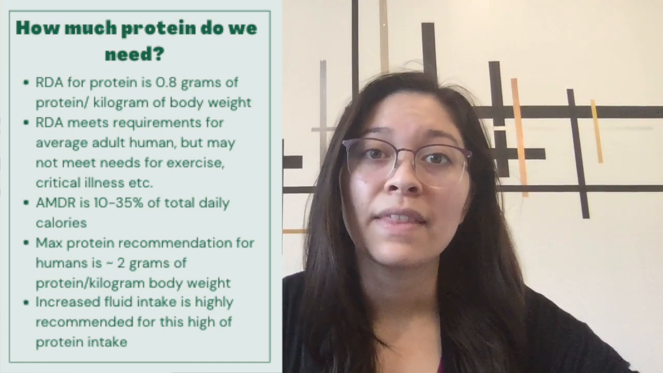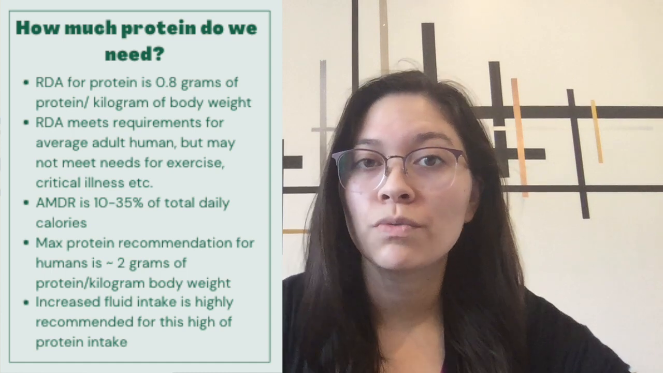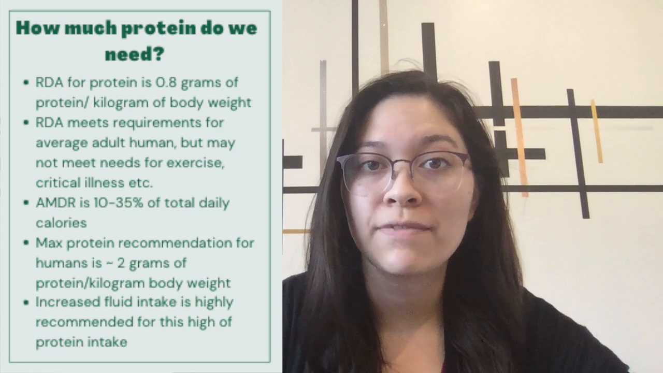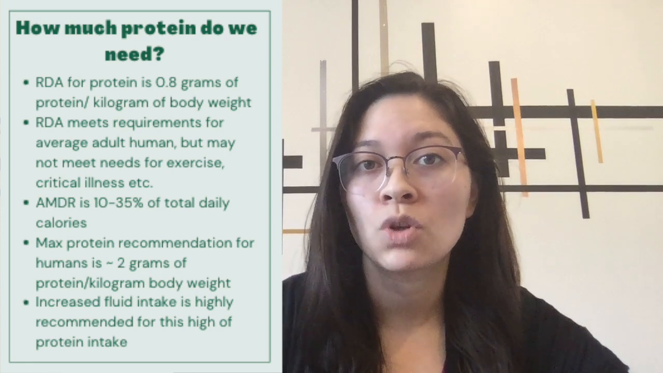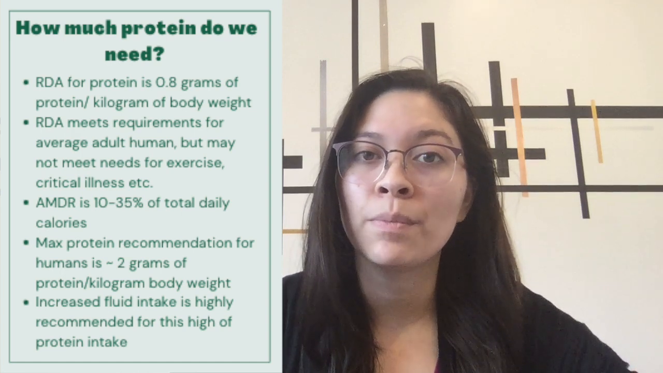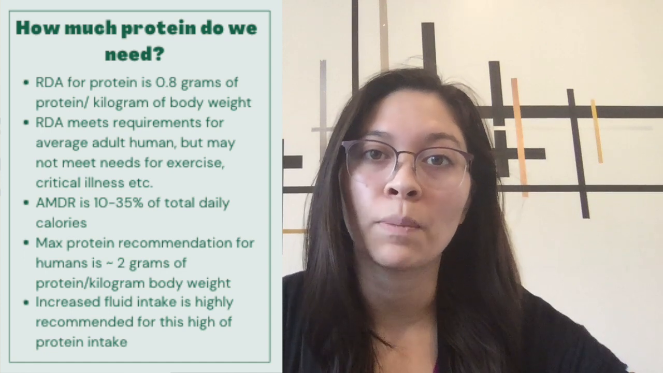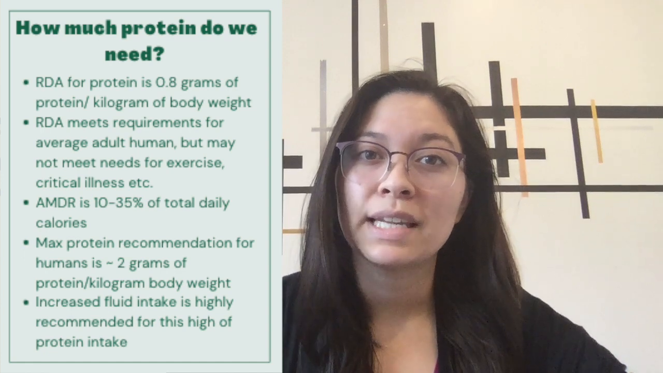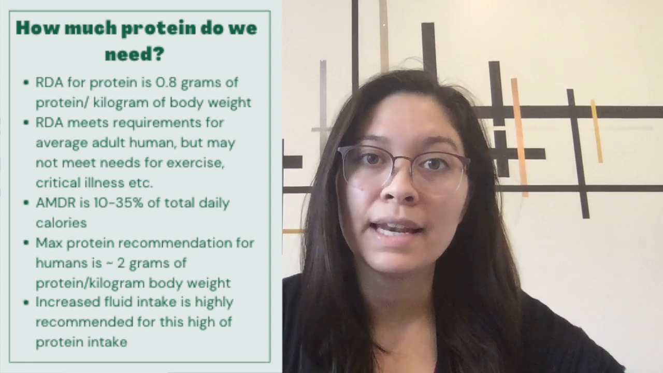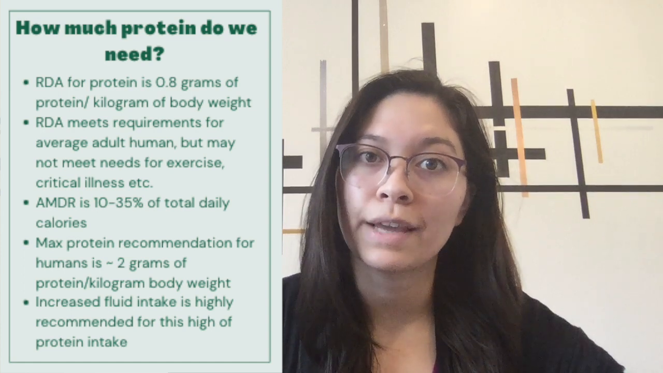The acceptable macronutrient distribution range for protein is also somewhat wide. It's 10 to 35% of each day's total calories allotted to protein. On the high end of things, we typically see a maximum recommendation of 2 grams of protein per kilogram of actual body weight. This level of protein intake is considered safe without adding additional burden on the kidneys for the need to excrete extra nitrogen.